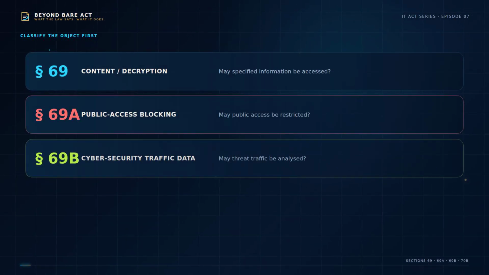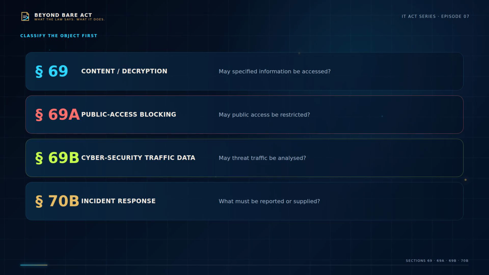Start with the object of the proposed action. Section 69 concerns information generated, transmitted, received, or stored in a computer resource. It can authorise interception, monitoring, or decryption. Section 69A is different. Its immediate result is to block public access to identified online information. Section 69B concerns traffic data or information for a defined cybersecurity purpose, enhancing cybersecurity and identifying, analysing or preventing intrusion or the spread of a computer contaminant. Section 70B establishes CERT-In as India's national agency for cybersecurity incident response. It may call for information and issue directions for that role.